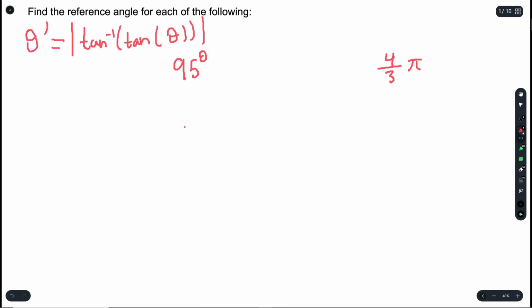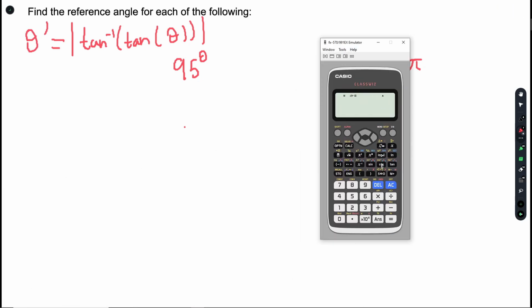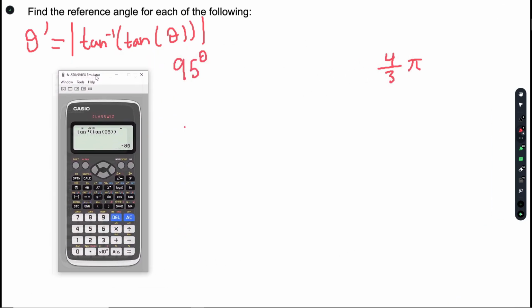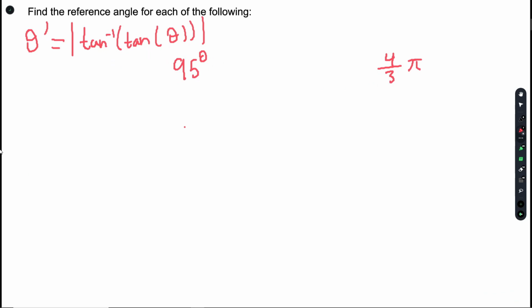Reference angle. So we'll use it on the 95 degrees. So shift tan of 95, and you take the positive value. So here it says 85, so the reference angle would be 85. So this would be the angle, this is the reference angle.